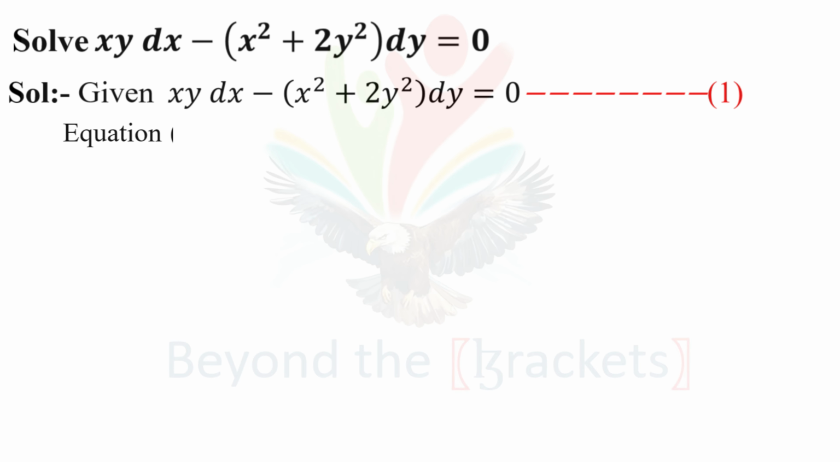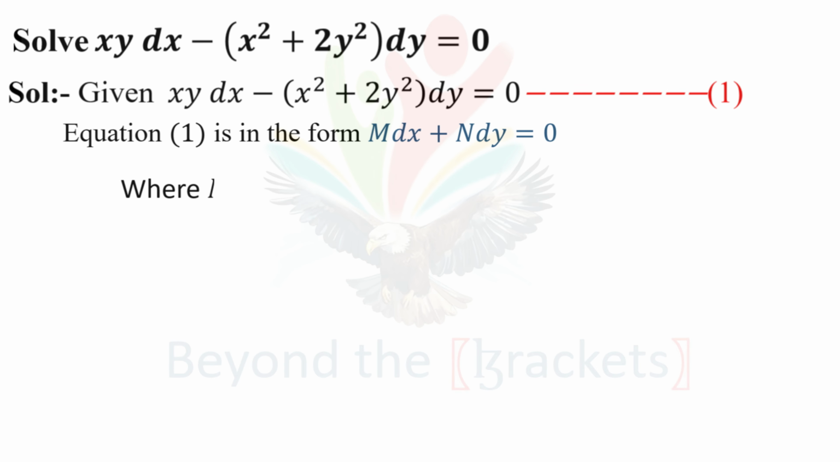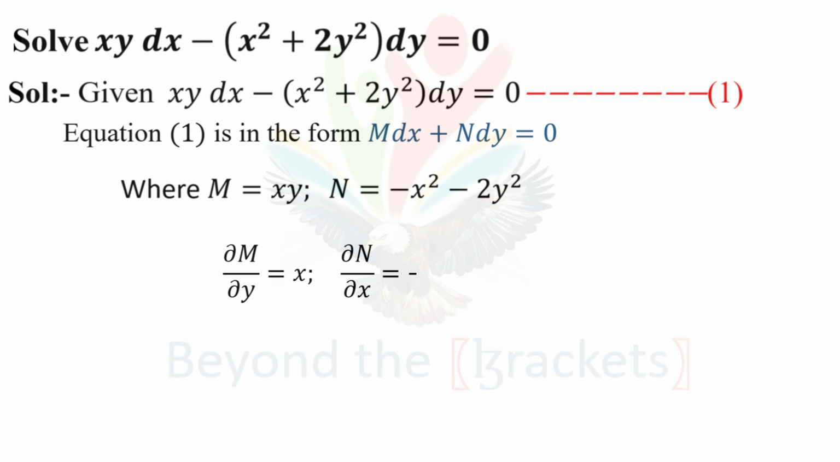Again, equation 1 is of the form M dx plus N dy is equal to 0, where coefficient of dx is M and coefficient of dy is N. Differentiating M partially with respect to y, we get x. Differentiating N partially with respect to x, we get minus 2x. Again, both are unequal, so this equation is non-exact.